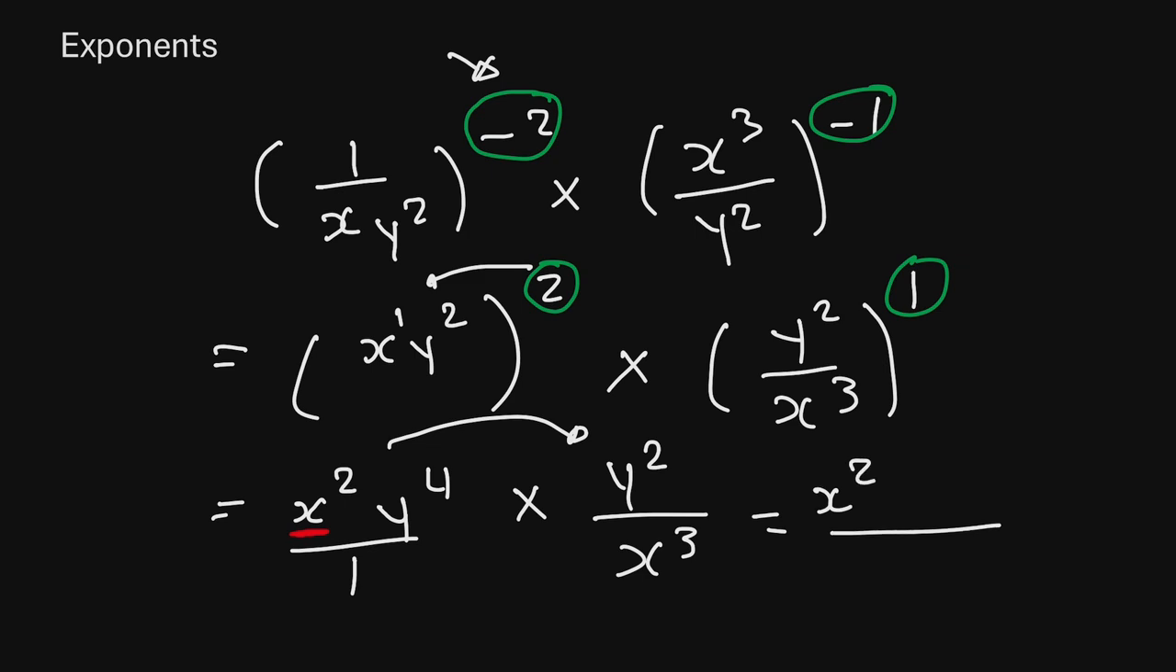And therefore, if you look at y, it is having the same base that it's multiplying with. So it means we need to add the exponents because we are multiplying. So we're going to write the y there, and therefore we add the exponents. So this is 4 plus 2, therefore that is going to be 6. And in the denominator we have 1 multiplying by x cubed, which will just be x cubed.